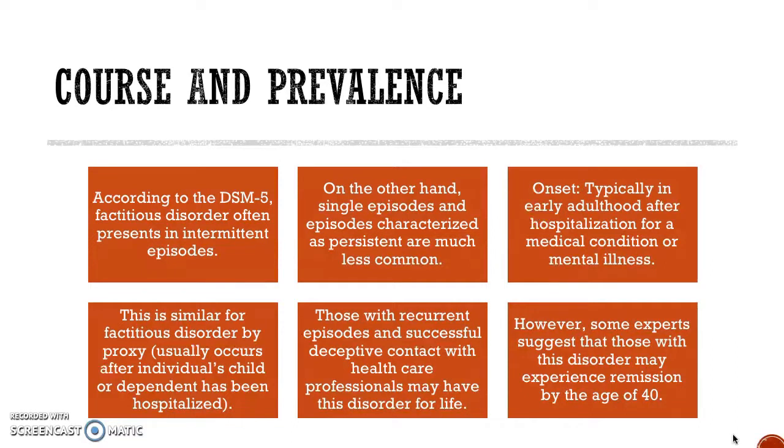This is similar for factitious disorder by proxy. It usually occurs after an individual's child or parent has been hospitalized. Those with recurrent episodes and successful deceptive contact, meaning they've successfully fooled a healthcare professional, may have this disorder for life. However, some experts suggest that those with this disorder may experience remission by the age of 40.